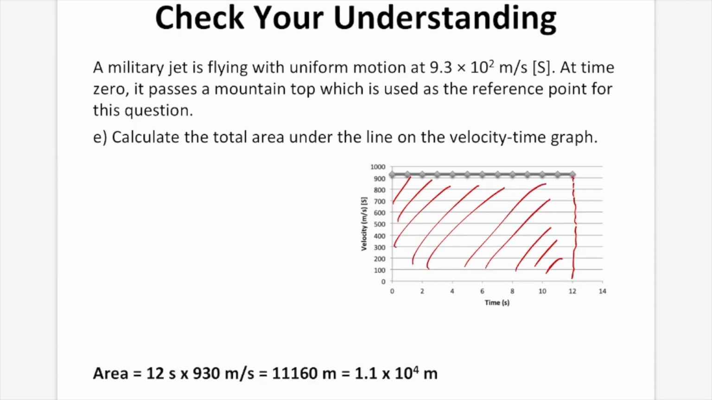So the area underneath this box is going to be velocity times time. 12 seconds times 930 meters per second is going to give us 11,160 meters. We need 2 sig digs in our answer, so it comes out to 1.1 times 10 to the 4 meters. And it would also be correct to say 11,000 meters. Now, since we're talking about displacement, we need to have a direction. We went south, so we should have south as our direction.